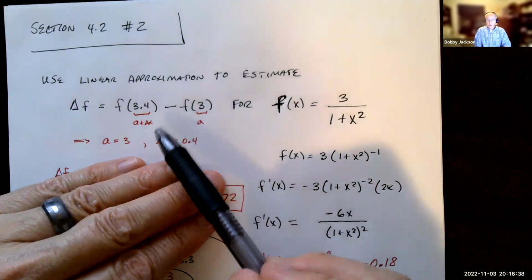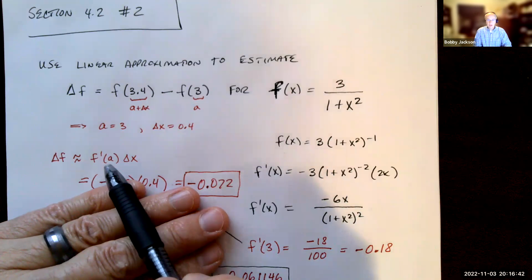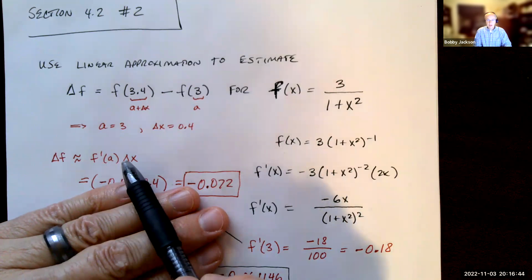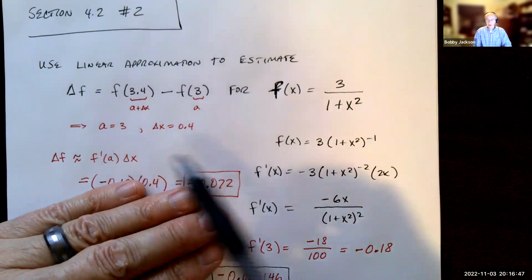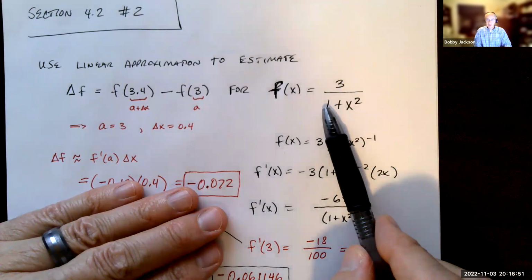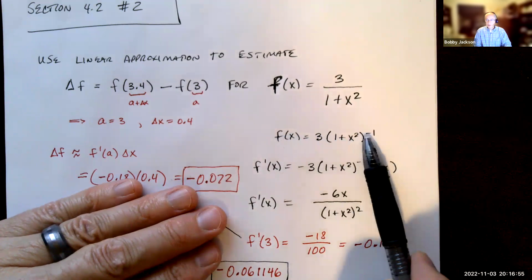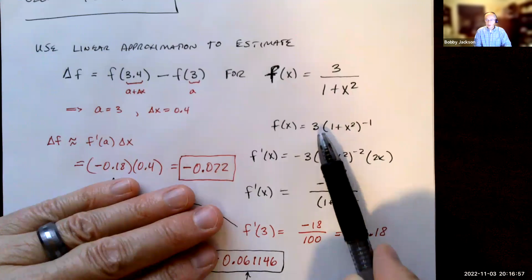So we do need to estimate that then with the linear tangent line. The linear approximation would be f prime of a times the delta x. So I need f prime of a. So let's get the derivative over here. You can use the quotient rule on this, and that's fine. You can also rewrite it this way, right? 1 plus x squared to the negative 1, and just use the chain rule.